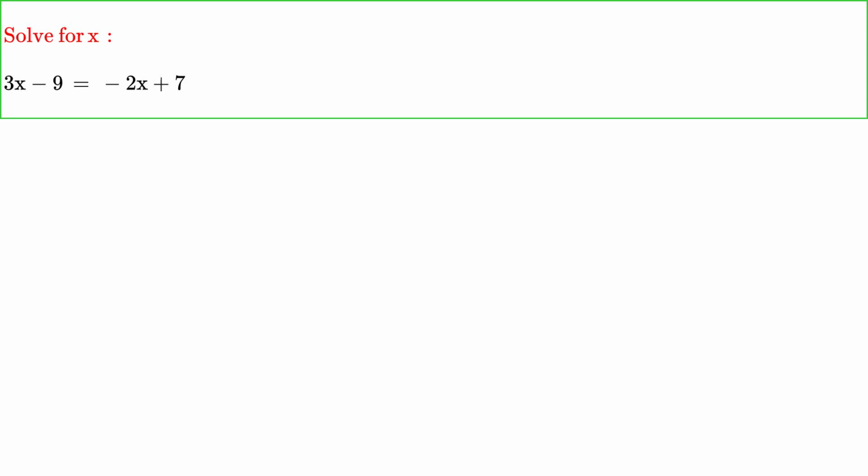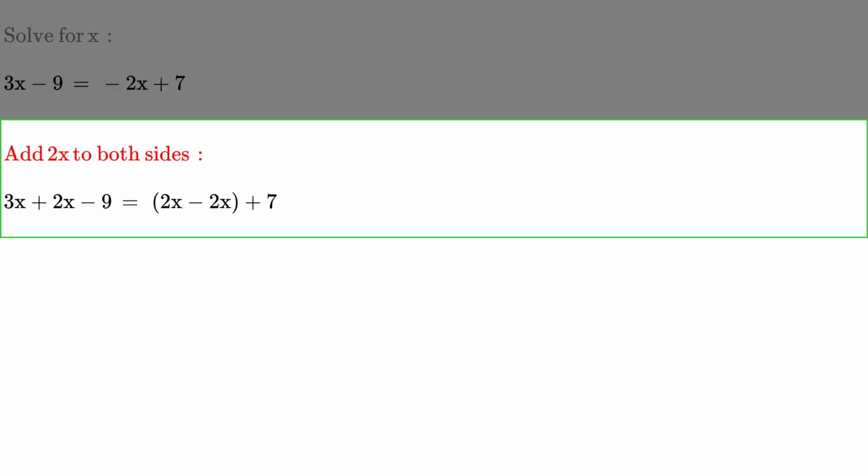Solve for x. This means we want to find the value of x. 3 times x minus 9 equals minus 2x plus 7. To solve for x, we need to isolate x on one side of the equation. Add 2 times x to both sides.